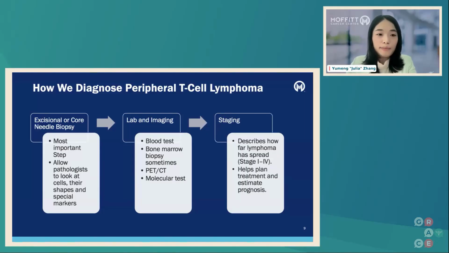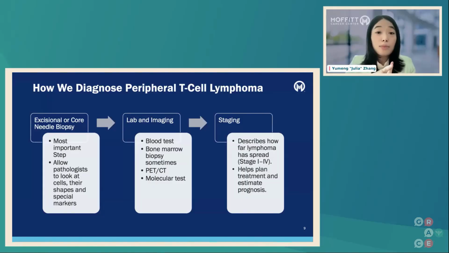So for peripheral T-cell lymphoma, the most important part is the histological diagnosis of the subtype of T-cell lymphoma you have. Usually physicians start with a core needle biopsy. It's a needle, but a little bit bigger, to get some parts of the lymph node out. But often enough, we actually need to do a small surgery to get one of the lymph nodes completely out in order to make the diagnosis. To me, this is the most important step to know what subtype of T-cell lymphoma you have.